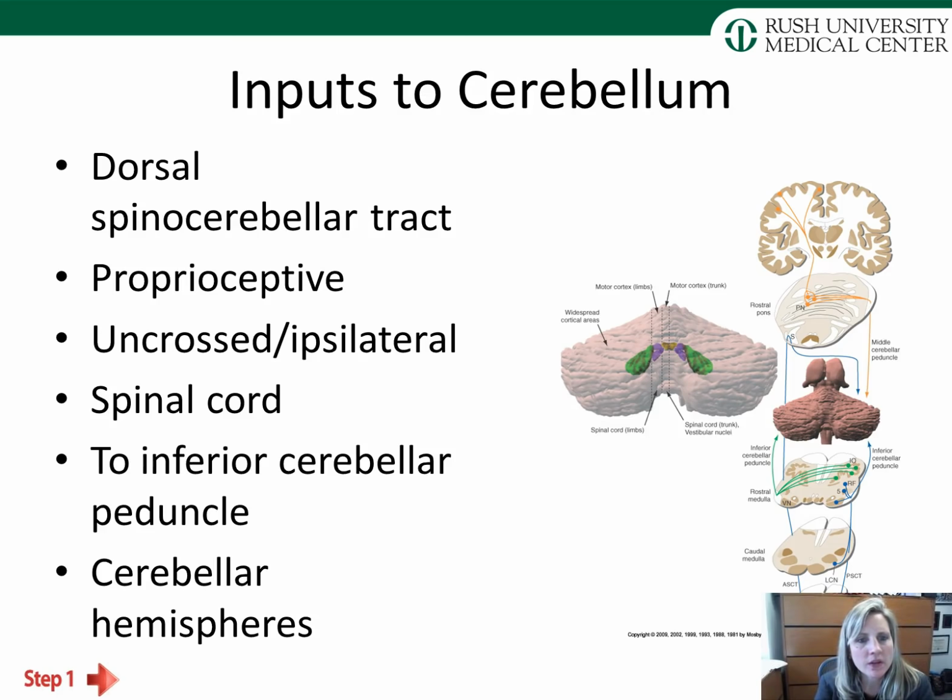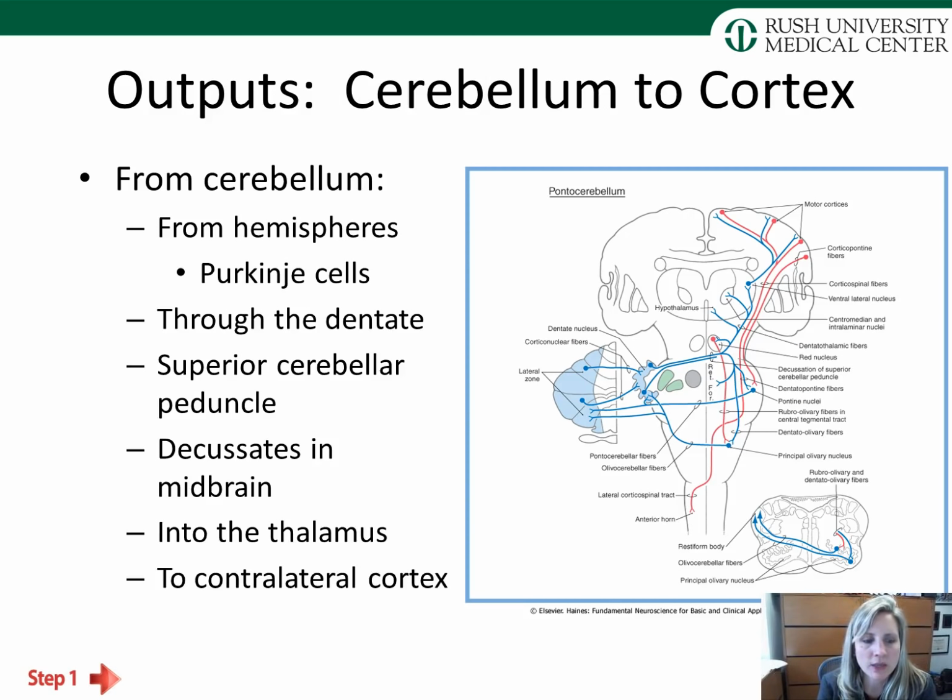The inputs into the cerebellum also include information from the spinocerebellar tracts. Makes sense, right? Because you need that information coming back up to coordinate with the motor information going down. So these are the tracts, and the most important tract actually is the dorsal spinocerebellar tract. This particular tract carries proprioceptive information. So we've got a picture of it coming up. It is an uncrossed, ipsilateral tract. As it comes up through the spinal cord, it goes in through the inferior cerebellar peduncle, and that information is going to move into the cerebellar hemispheres for processing. So again, an important tract you need to know for Step 1.